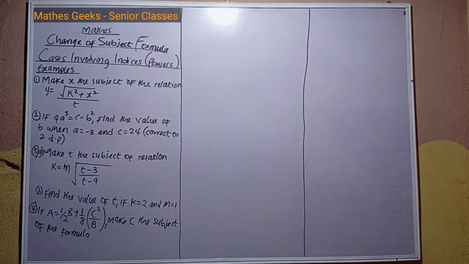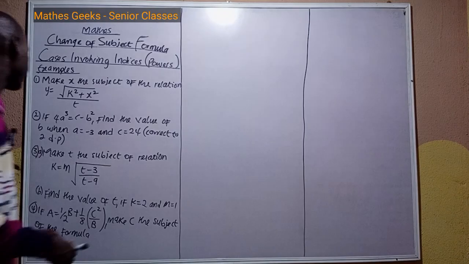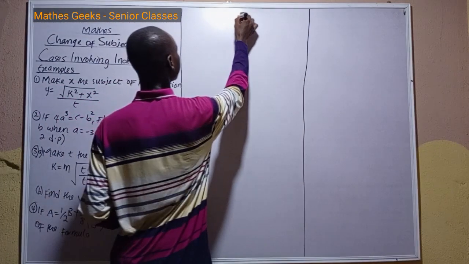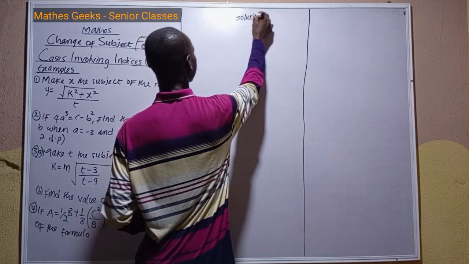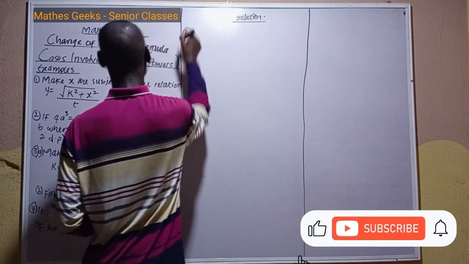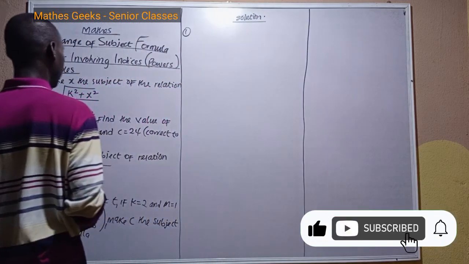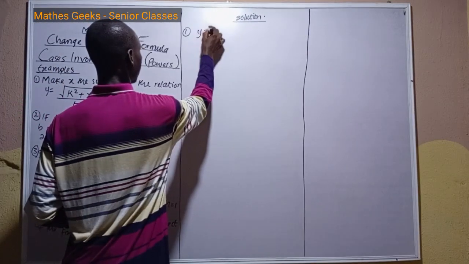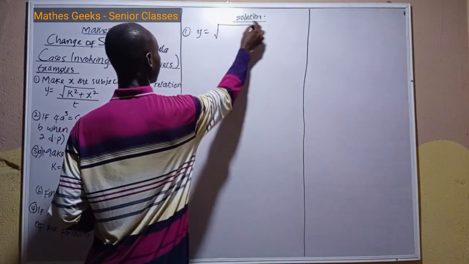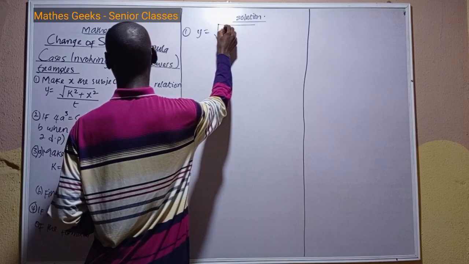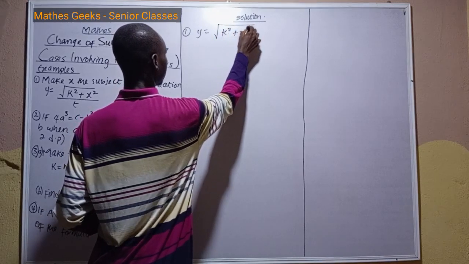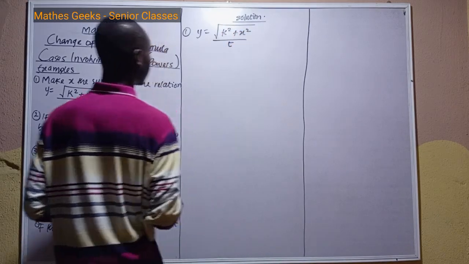In this video, we'll be looking at cases involving indices as powers, showing the subject of a formula, cases involving indices or powers. Now, make x the subject of the relation y equals the square root of q squared plus x squared over t.